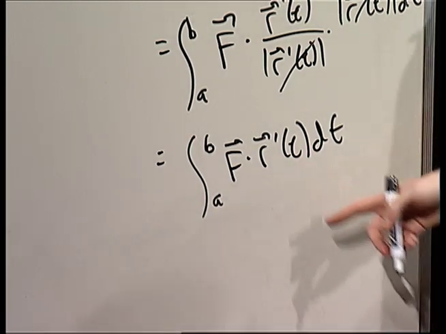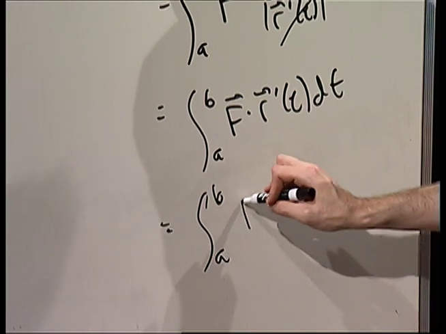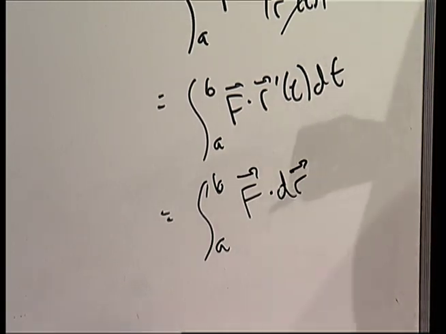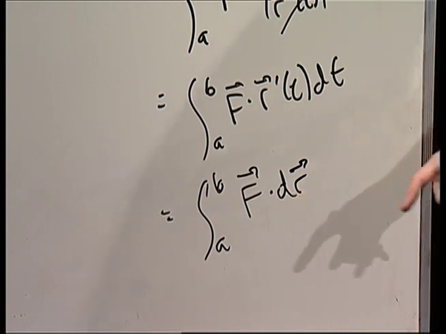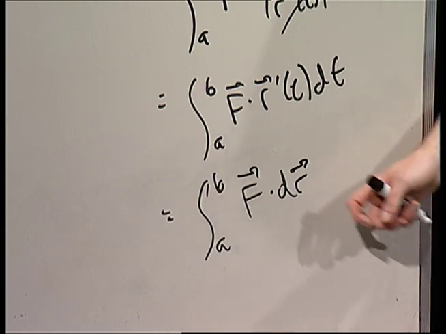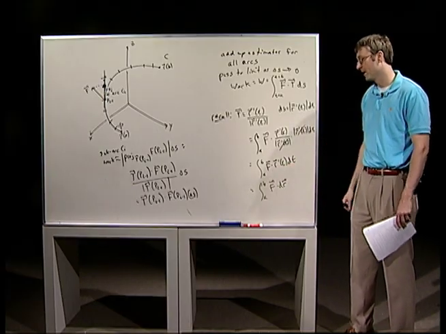And oftentimes as a shorthand, this is how many books refer to it: this is just F dot dr. This dr is shorthand for the derivative with respect to t. So this is often the shorthand. This, however, is the nitty-gritty thing to keep in mind here.